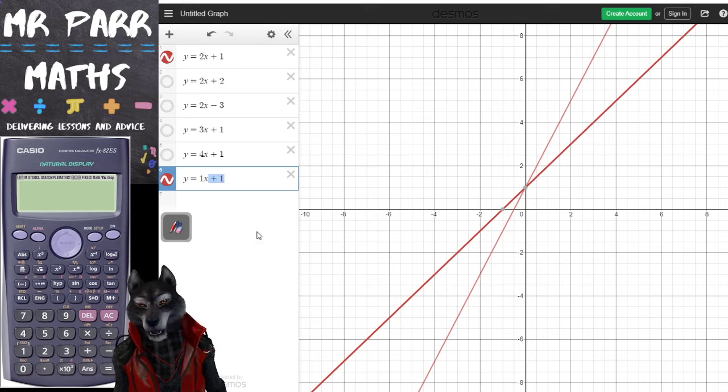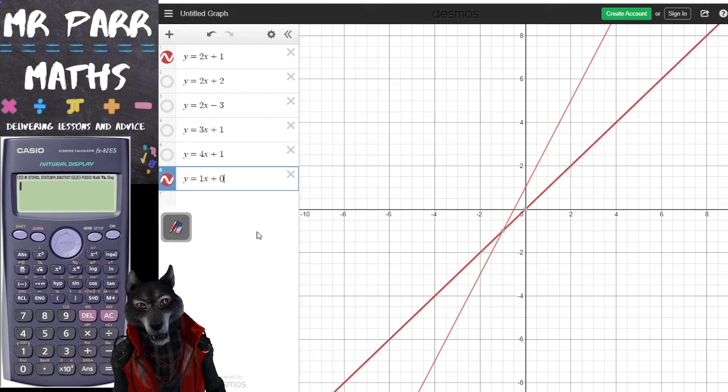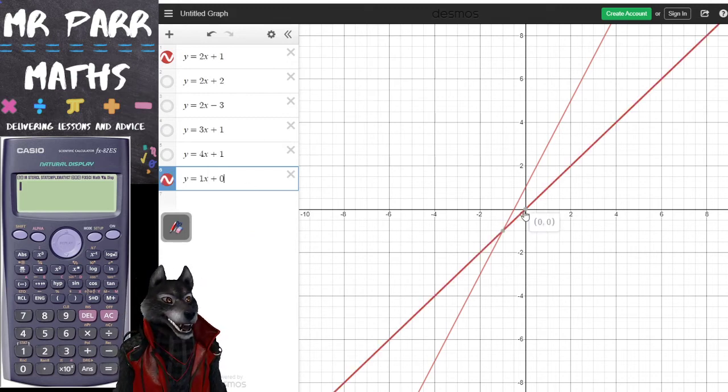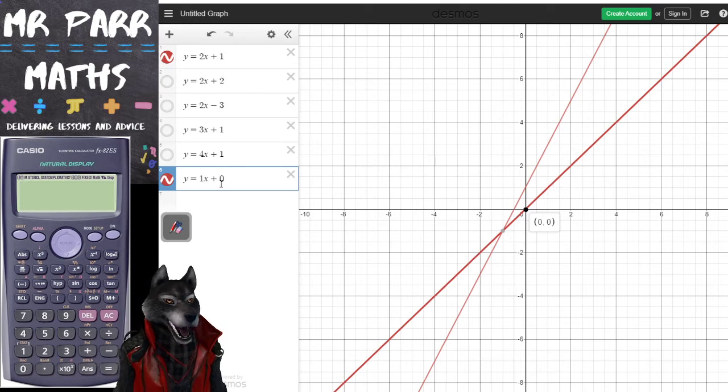And I'm going to delete this away completely and turn this into plus 0. And you can see it goes through at 0 and it's got a gradient of 1 because it goes cross 1, up 1, cross 1, up 1, cross. So the rise is 1 and the run is 1.